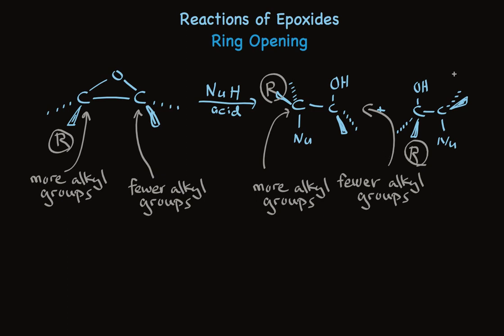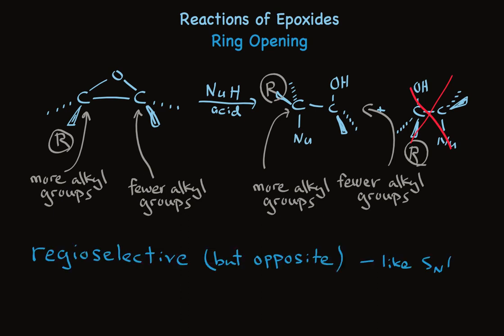This regioselectivity is just the opposite of what we saw with the straight nucleophiles and no acid catalysis. Now it's this product that we don't see, and the product where the nucleophile has added to the carbon with more alkyl groups is preferentially formed. So we call this regioselective, but it's the opposite regioselectivity, and it's like the SN1 regioselectivity. So although the stereospecificity is like we see for SN2 reactions, the regioselectivity mirrors what we see for SN1 reactions. The nucleophile adds to the carbon that's more substituted.